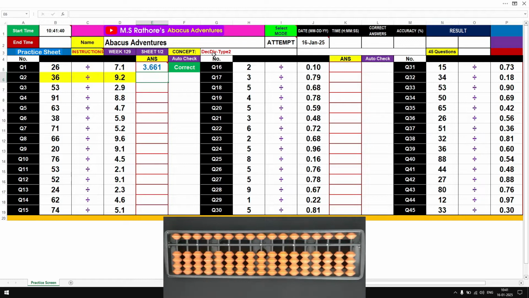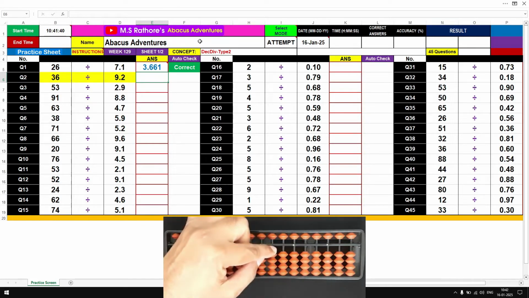It's correct. Question number 2, 36 divided by 9.2. So 2 digits in the dividend, 3 and 6, minus the one place in the integral part of the divisor, that is 9.2, minus 2 is 0. Let's begin from rod number 0 again.